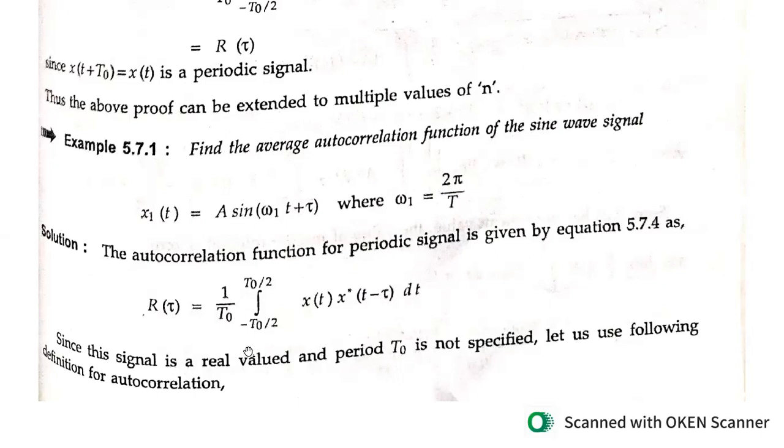1 by T naught, integral from minus T naught by 2 to plus T naught by 2. One signal x1(t) or x(t) is the same; one time it is fixed, another time it is delayed or advanced. It may be delayed or advanced, so we can write t minus tau or t plus tau, complex conjugate. No issue with that. Anyway, the signal is a real signal, so even if you apply the complex conjugate we will get the same signal.